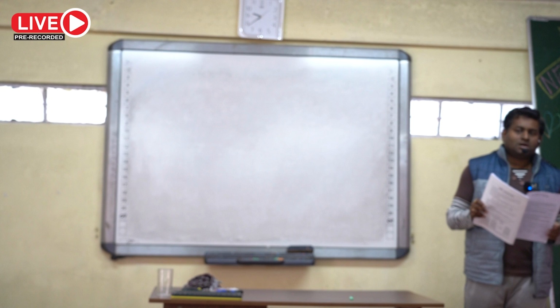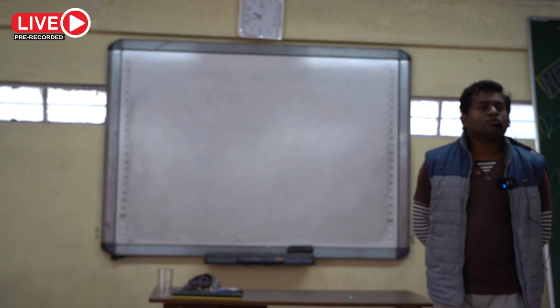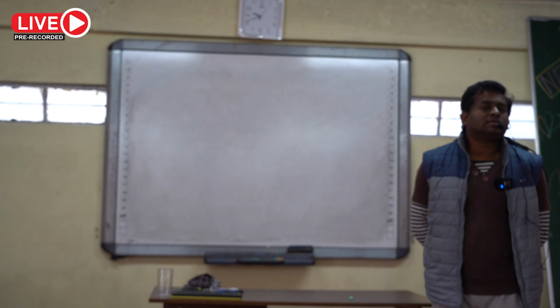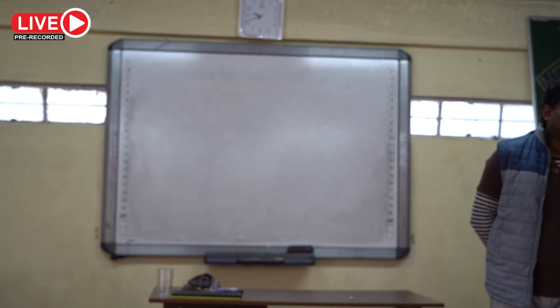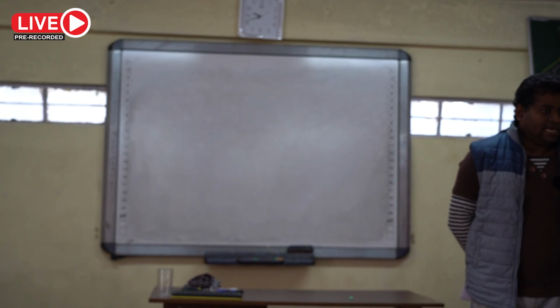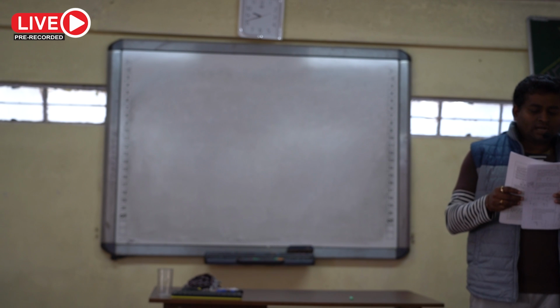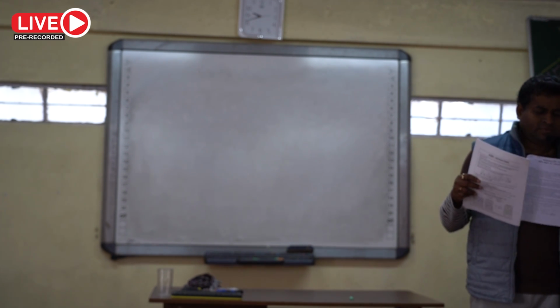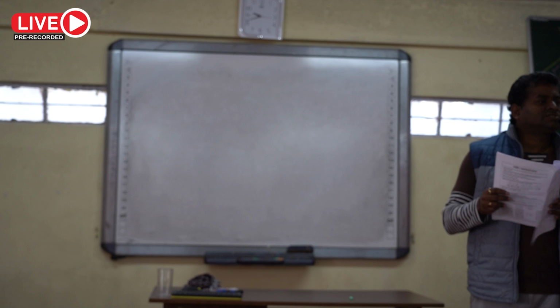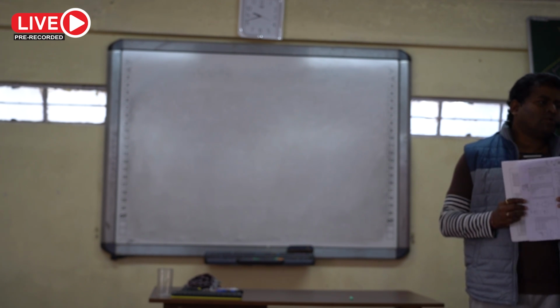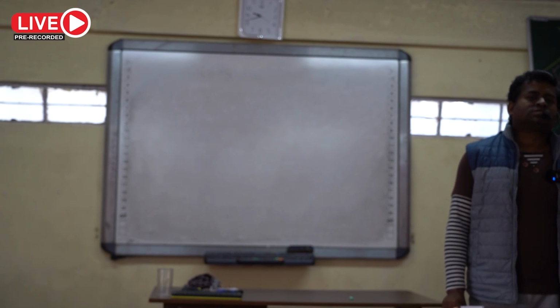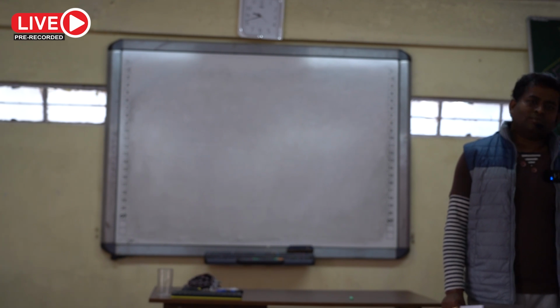Question number 1. What is the weight for the stretching of the string? W. Area of cross section A. So what you have to calculate? You have to calculate the longitudinal stress. Longitudinal stress means force by area. So force due to stretching is W. So the answer is W by A.